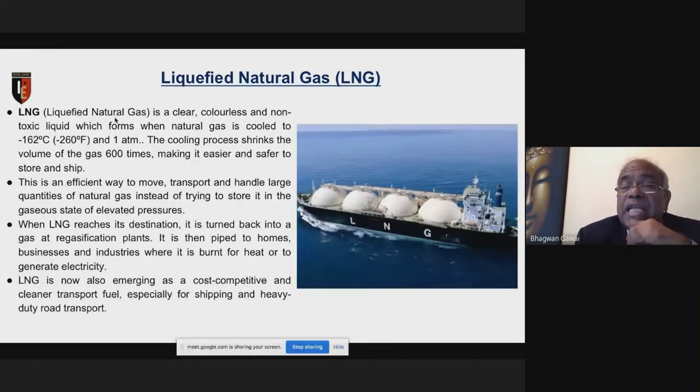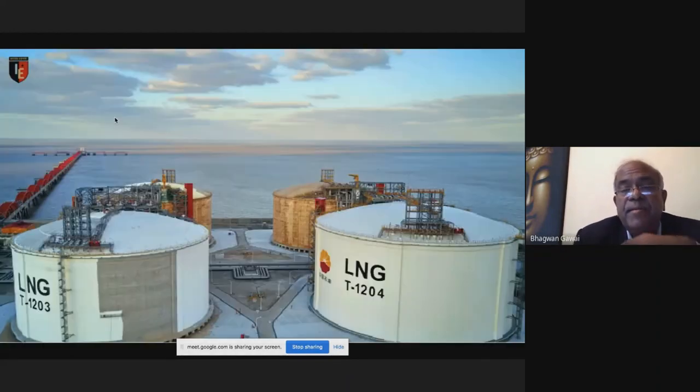Then you also get LNG. During this process, you get a lot of LNG and you recover that and supply it for energy usage purposes. These are the LNG tanks.